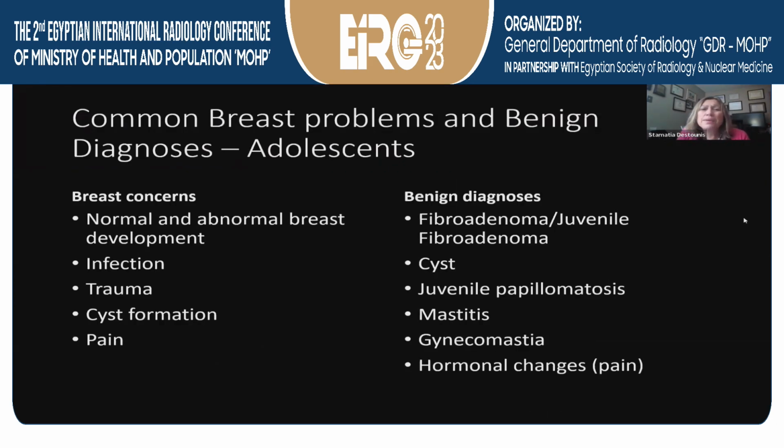Most of the common problems in young adults, in adolescents, and in children, most are benign. The breast concerns may be some type of breast development that's not symmetric, an infection, trauma, cyst formation, breast pain. The diagnoses that we usually may find are fibroadenomas or juvenile fibroadenomas, cysts, juvenile papillomatosis, mastitis, gynecomastia, or some type of hormonal change.